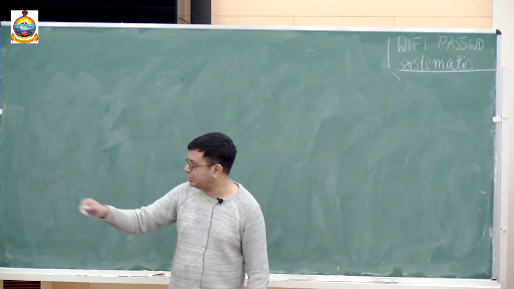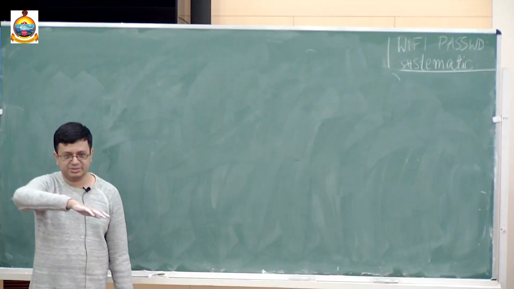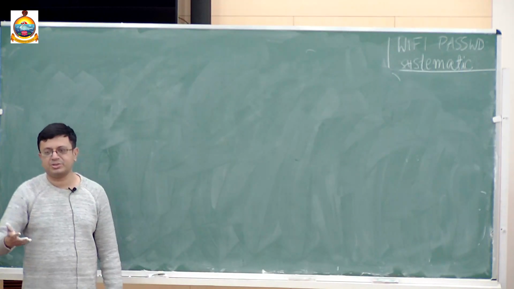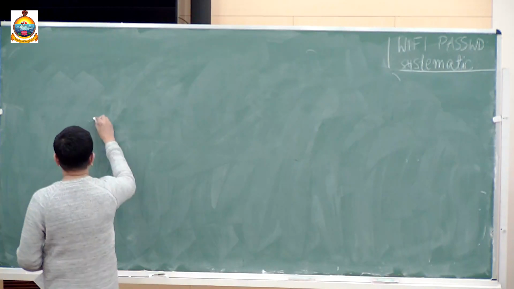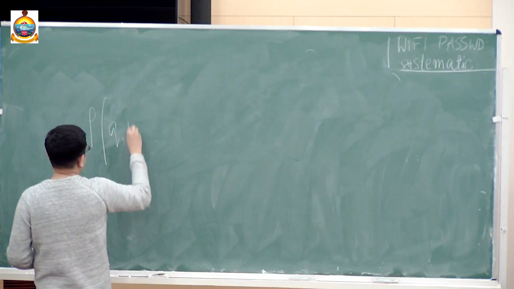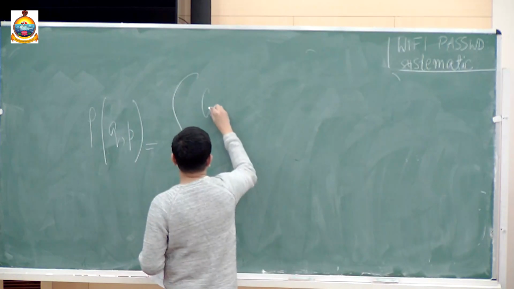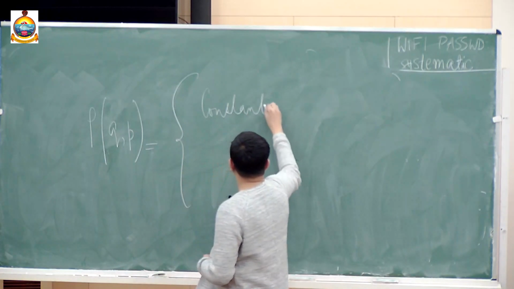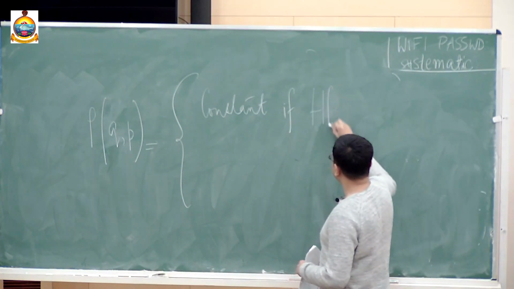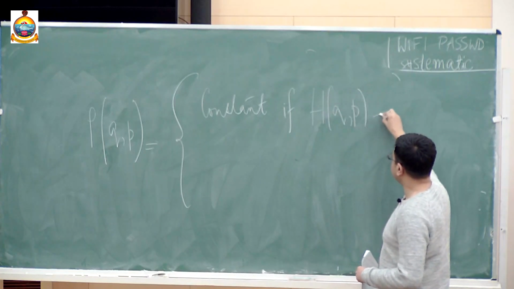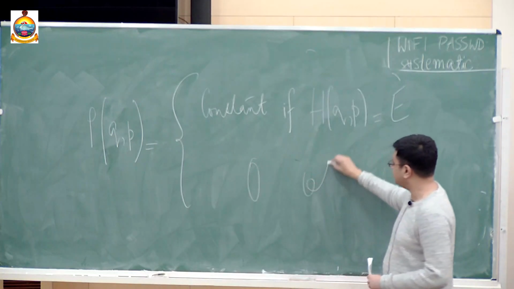I must remember that the trajectories are moving on the constant energy hypersurface, because total energy is a constant of motion. So when I say rho of QP is a constant, what I mean precisely is this thing, and you will at once agree that this is what it should be. It is constant, well, it's kind of trivial, but let me write. It is constant so long as h of QP is equal to your given value of E, and it is 0 otherwise.